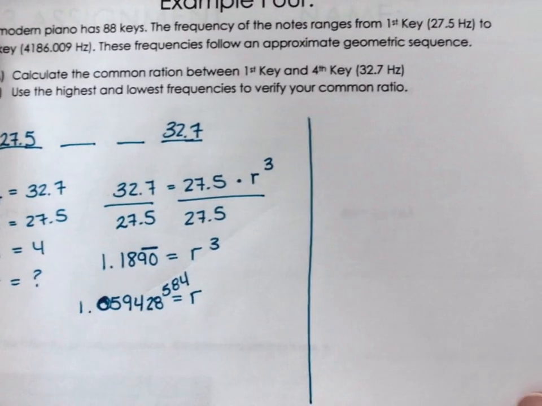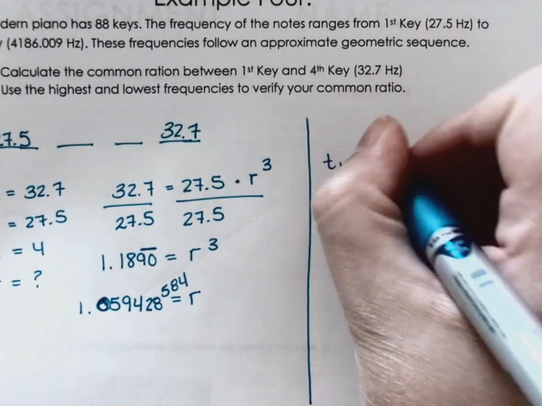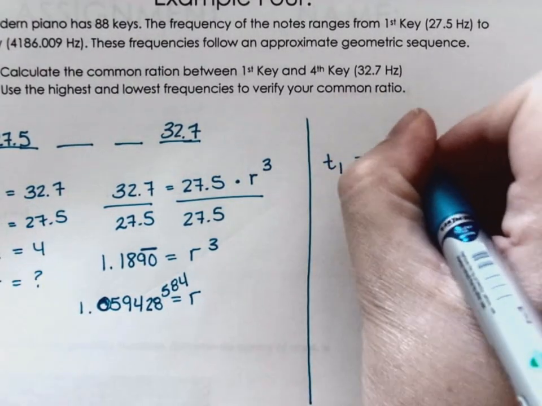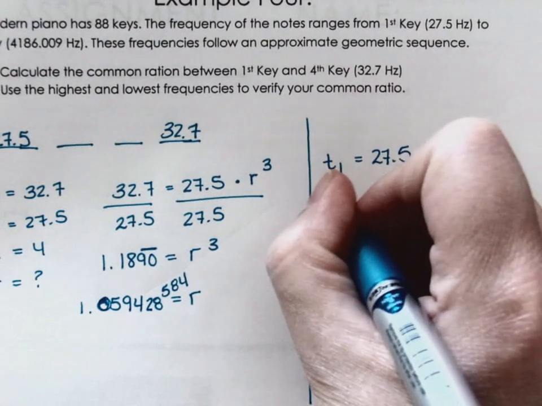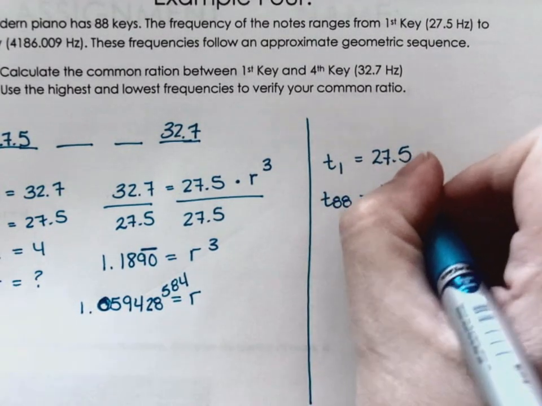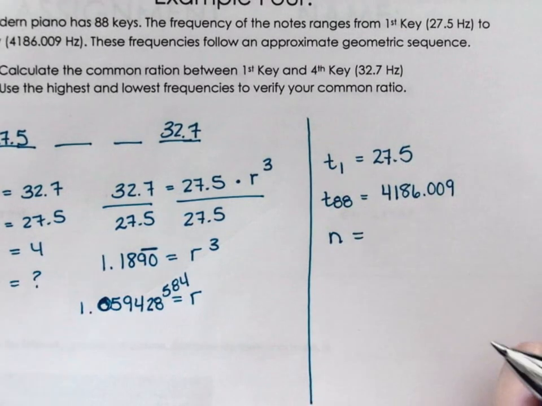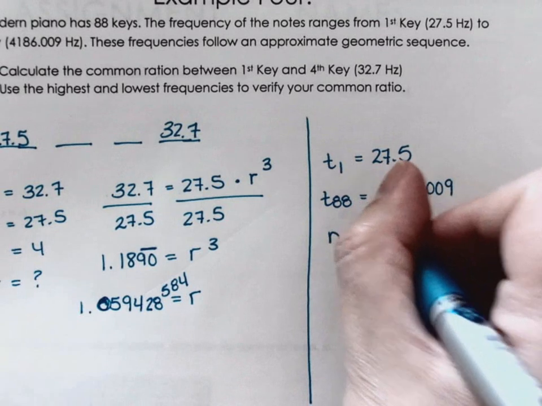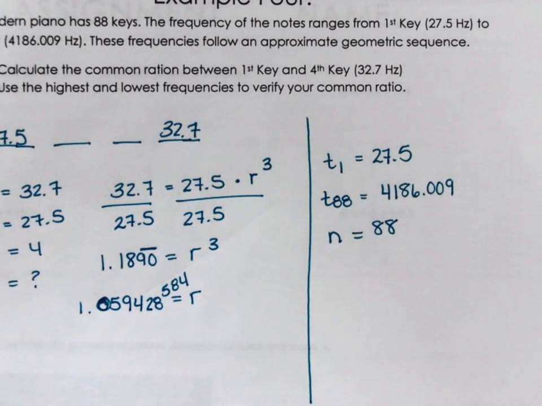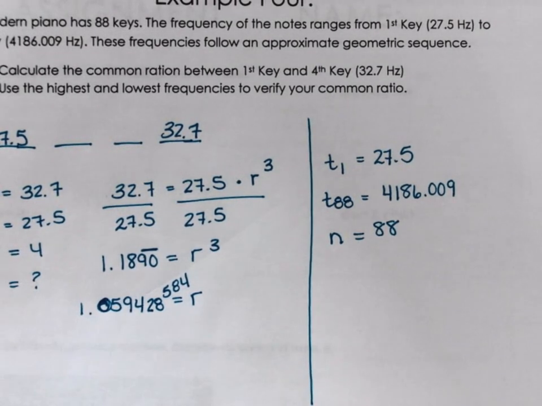But we know things are going to change a little bit. T1 is still going to be the 27.5, but now we're dealing with T88, which is 4,186.009. So what's my n? 88. Okay, do the math. Did you just guess 4,186.009? Yeah. Smart. Do the math.